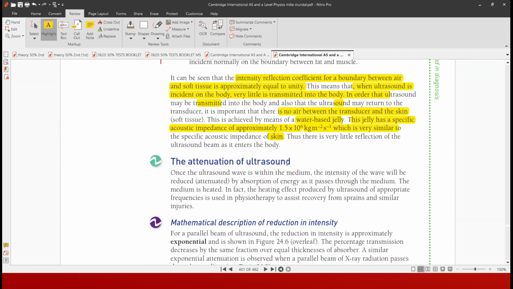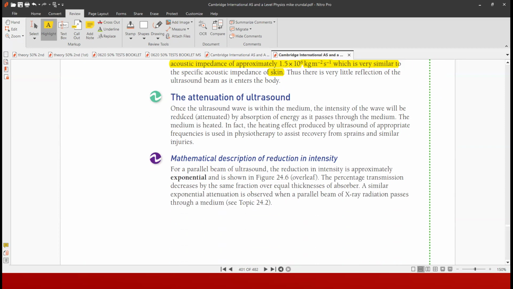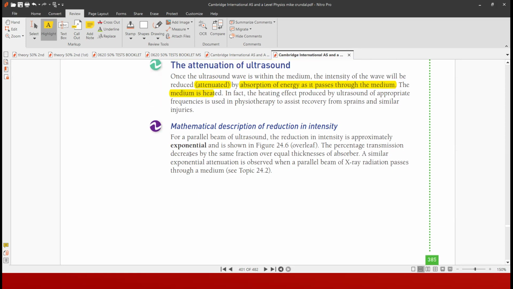We have attenuation of ultrasound. वो equation वही होगी, I is equals to I naught e to the power of minus mu x. अब once the ultrasound wave is within the medium, the intensity of the wave will be reduced, attenuated. ठीक है, ऑब्वियसली जब वो बॉडी के अंदर आएगी उसमें कुछ अब्जॉर्ब होगी, कुछ ट्रांसमिट होगी हमारे पास. और आगे उसने लिखा भी हुआ है, by absorption of energy as it passes through the medium. The medium is heated. In fact, the heating effect produced by the ultrasound of appropriate frequencies is used in physiotherapy.